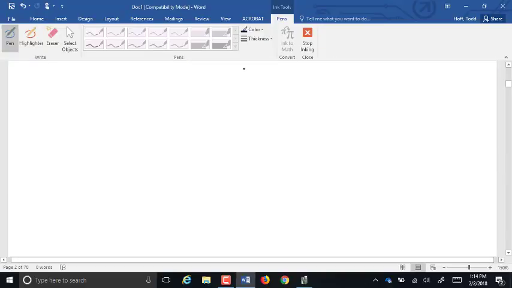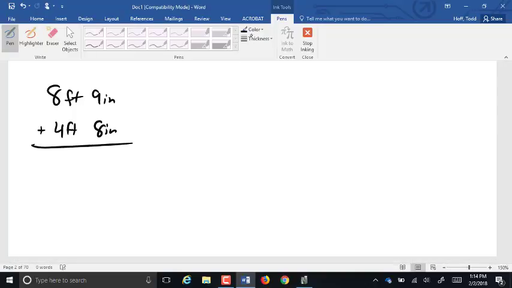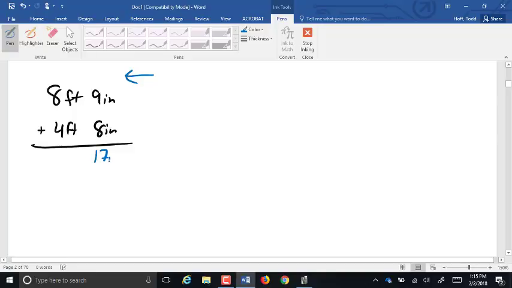Let's shift gears a little bit. Little review of some operations. Things like 8 feet 9 inches plus 4 feet 8 inches. When we go to add those, what do we get? What do we do? Tell me how to do it. So we've got the 9 and 8 make 17 inches.